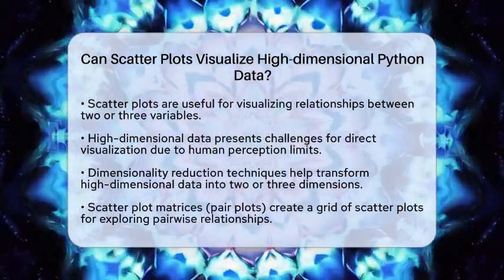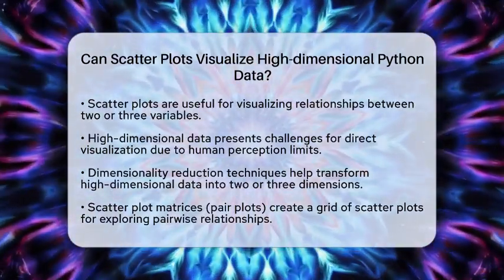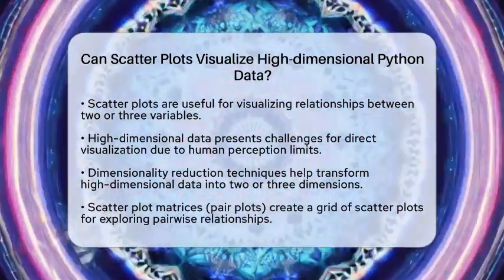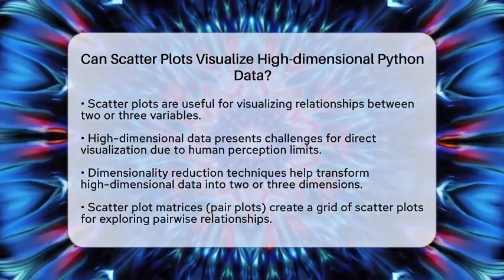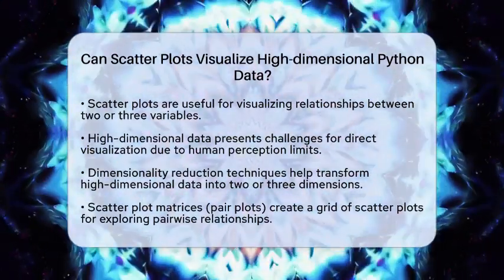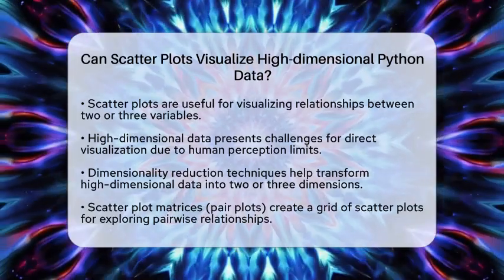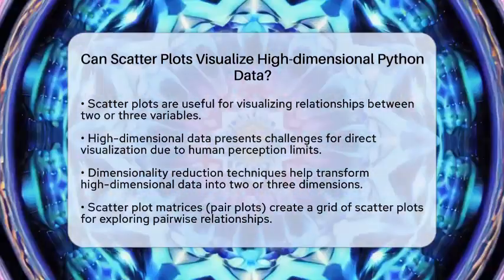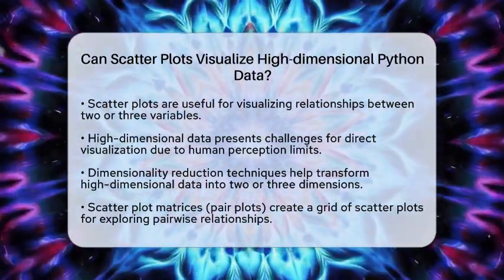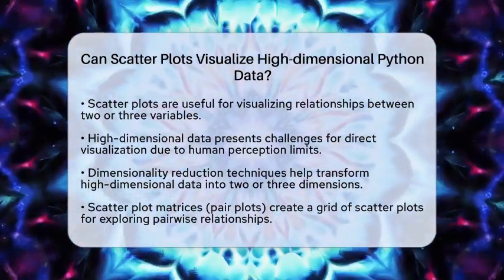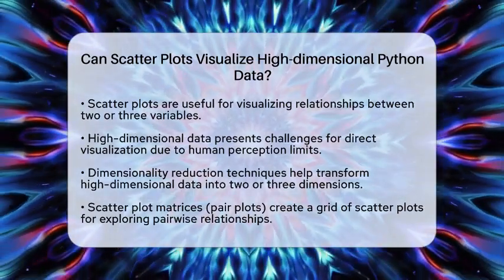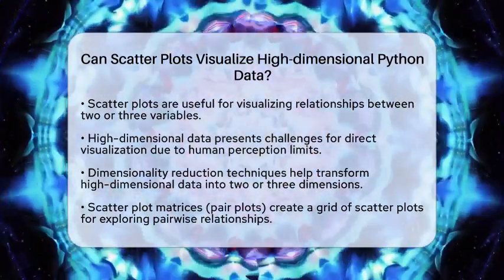Human perception is limited to 3 dimensions, so directly plotting all dimensions in a standard scatter plot is not possible. To tackle this challenge, we can use dimensionality reduction techniques. These methods help transform high-dimensional data into 2 or 3 dimensions while keeping important patterns intact. This allows us to create scatter plots that reveal meaningful information.